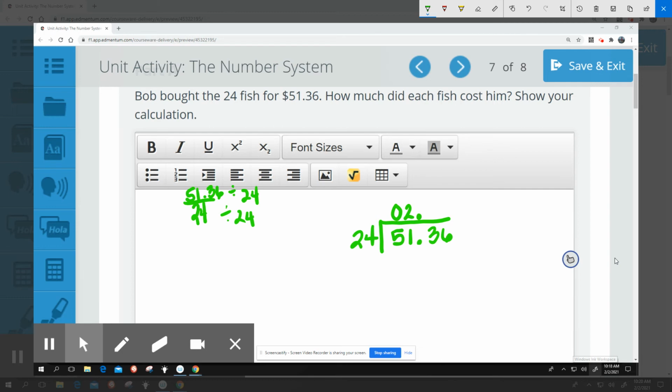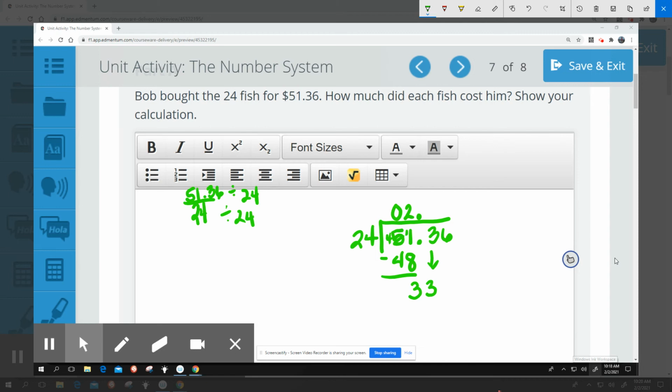So 2 times 4 is 8. 2 times 2 is 4, so 48. Then what? You subtract 48 from 51. And you get what? You get 3. Because when you regroup, you have to cancel that. Then you move the 3 down. So now it's 33. So 24 basically.